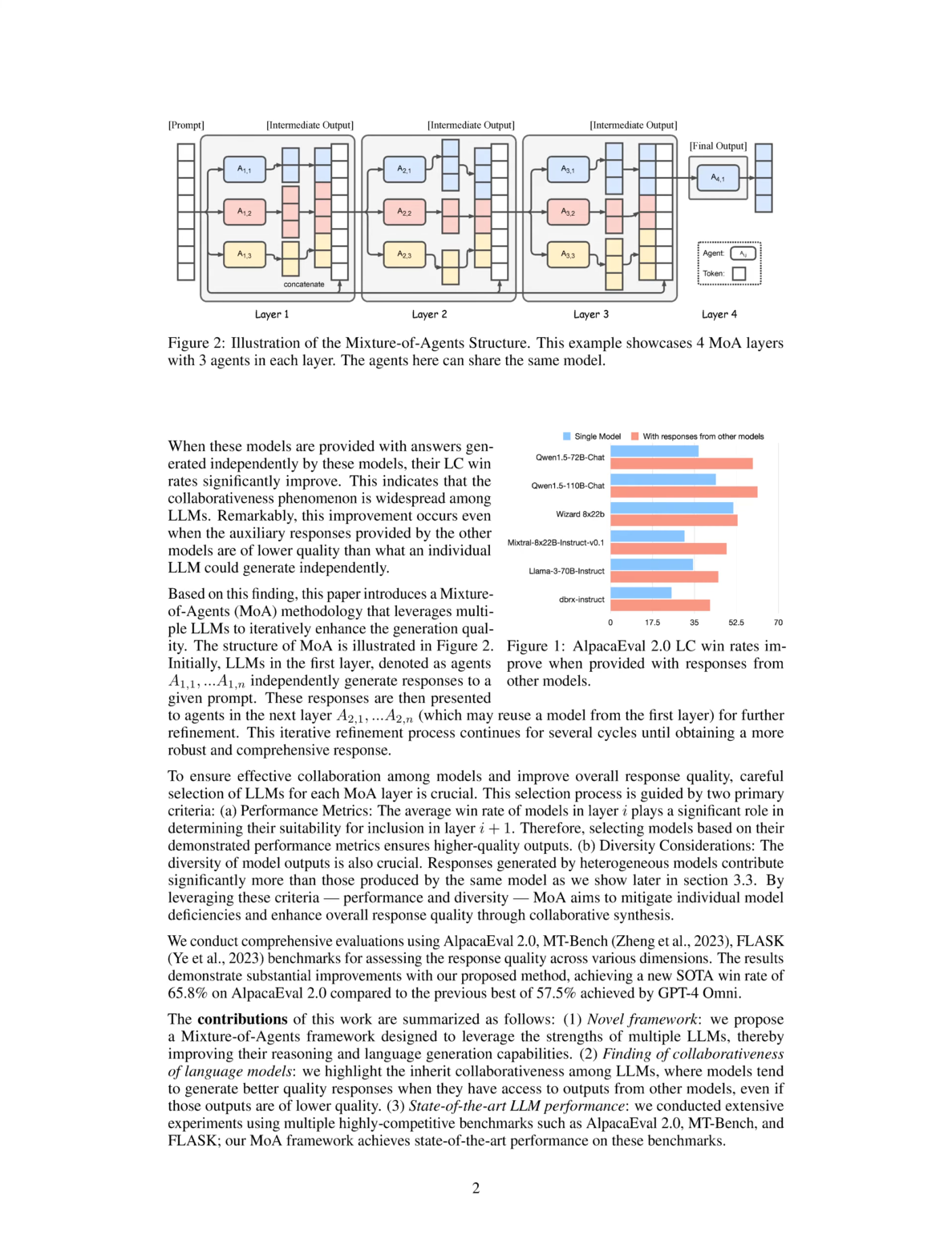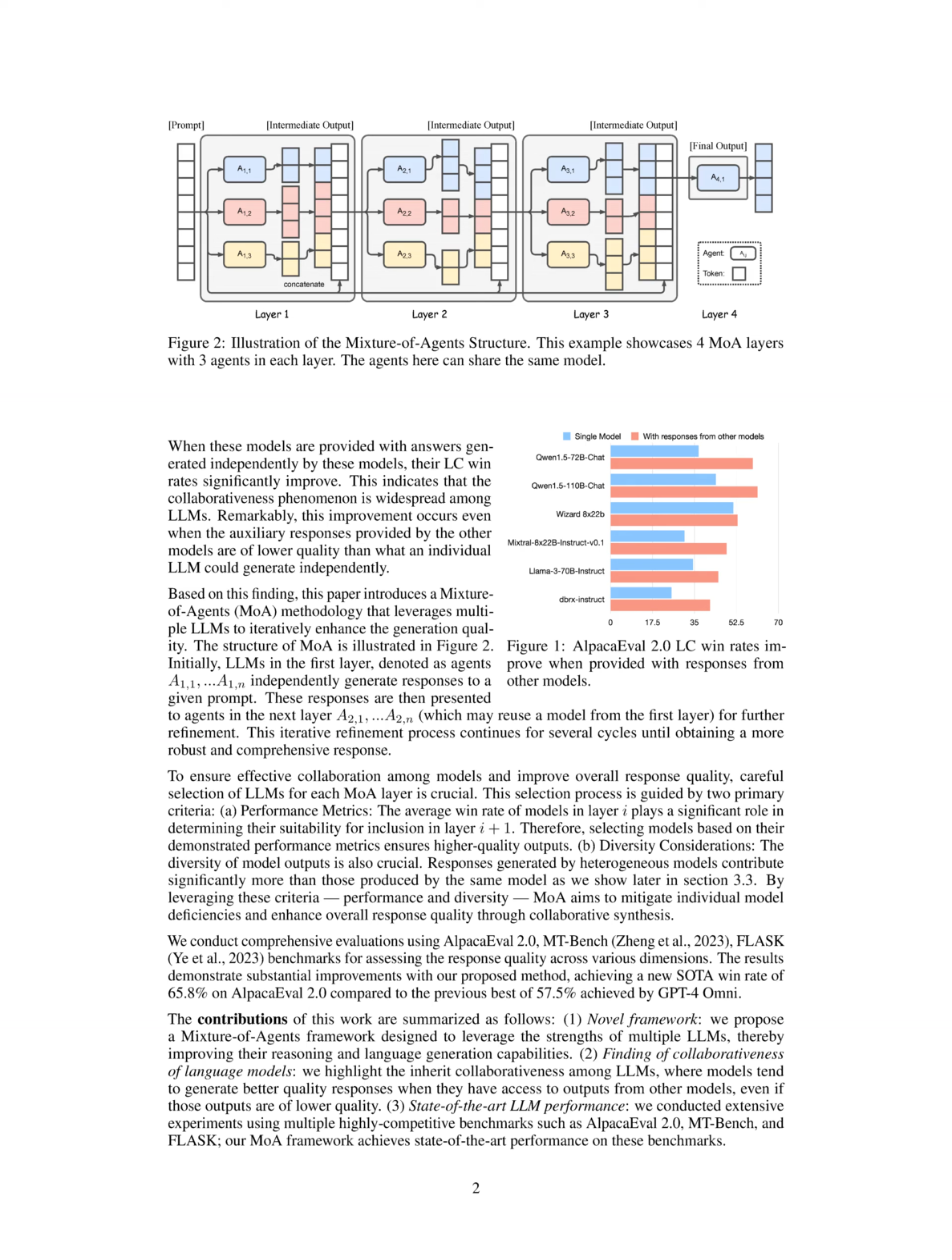The proposed method, Mixture of Agents (MOA), leverages multiple large language models (LLMs) to enhance response generation quality through collaboration. The process begins with LLMs in the first layer independently generating responses to a given prompt. These responses are then passed to the next layer of agents for further refinement. This iterative refinement continues across several cycles until a robust and comprehensive response is obtained.